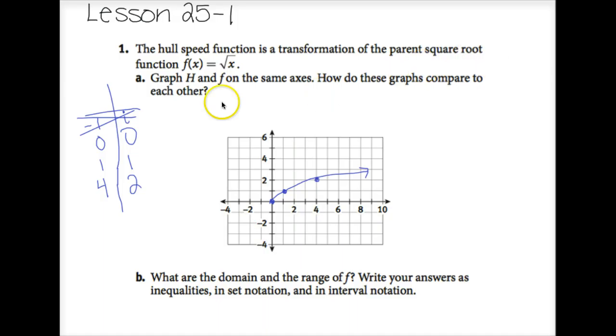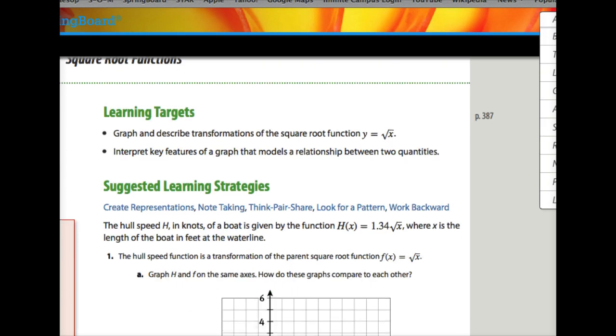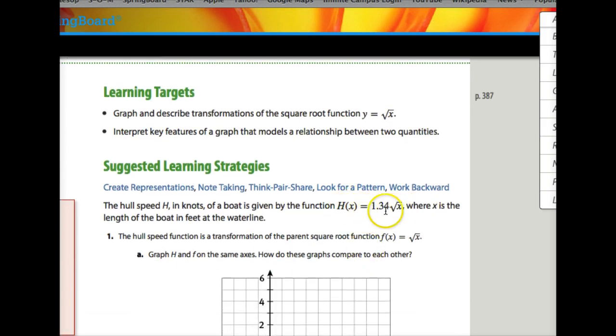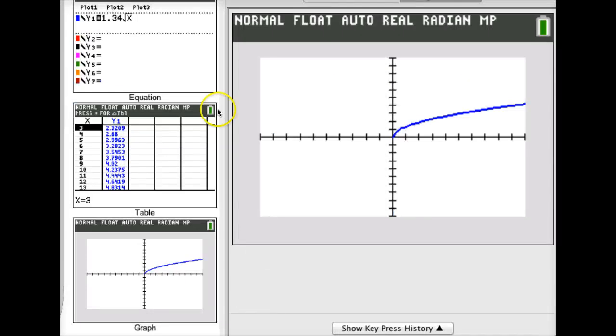It asks us to graph h and f on the same axes, and if we look here in the book, h of x is 1.34 times the square root of x. Obviously, 1.34 is a decimal. I'm not going to expect you to multiply that out and graph that by hand, so we're going to look at my graphing calculator here. So I put into my y equals the 1.34 square root of x.